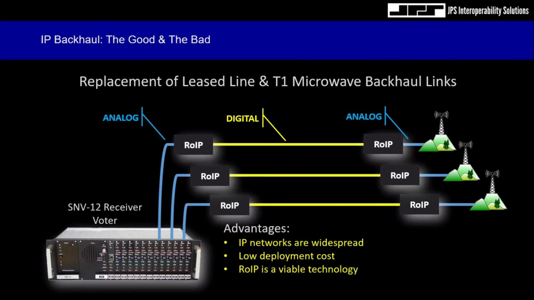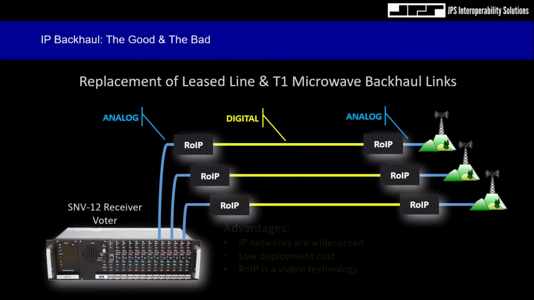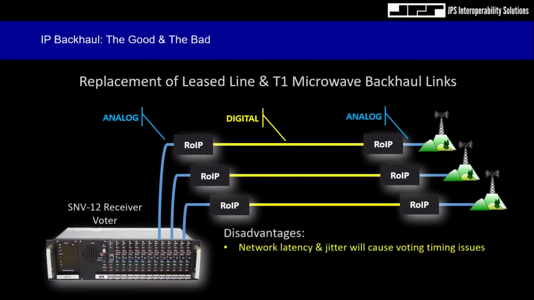But like a lot of things, there are also disadvantages. And in terms of a voter, there are two issues related to the network and how voice data is packaged into the payload. The first issue is jitter inherent in most networks. And as you'll see in a moment, the voter can tolerate network latency, but the variation in network latency is the main issue, and we call that jitter.